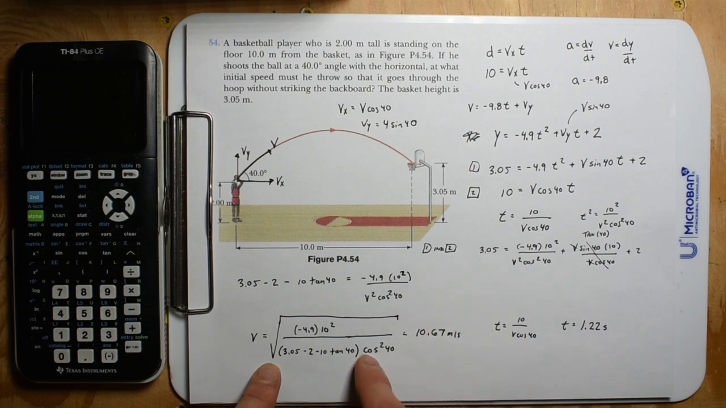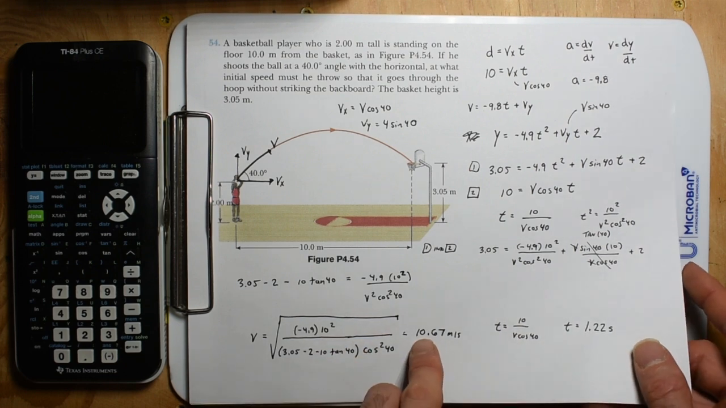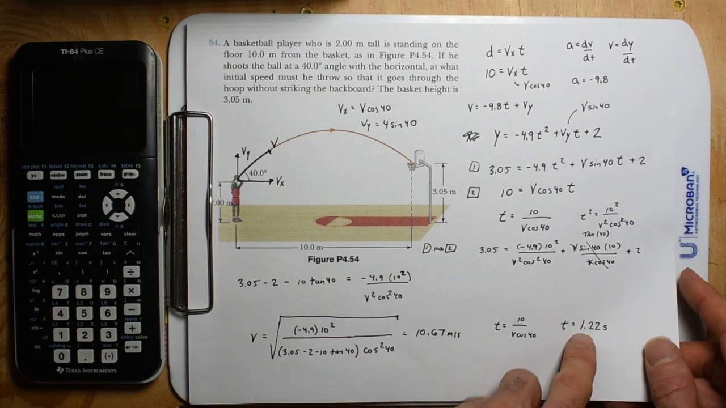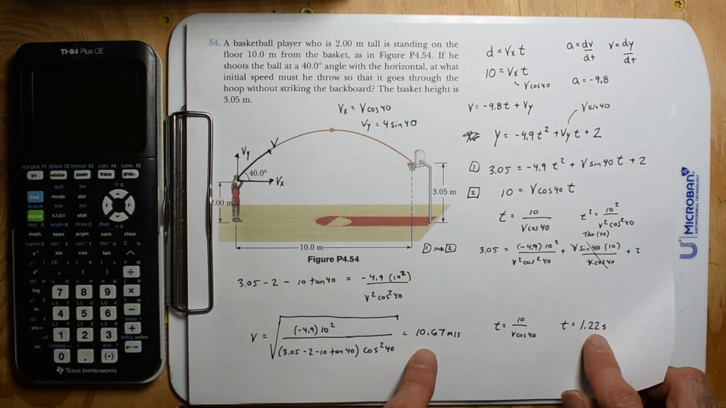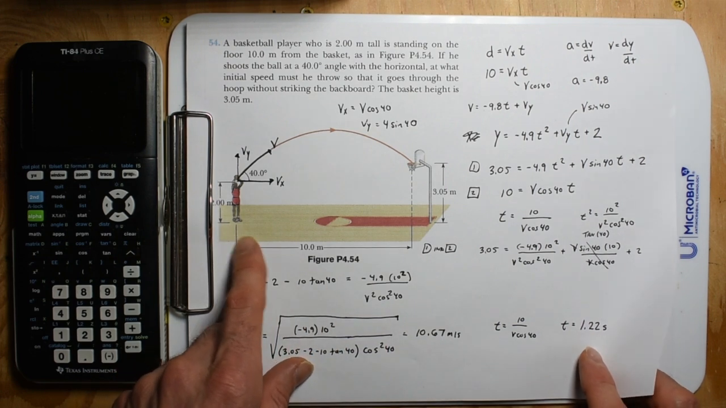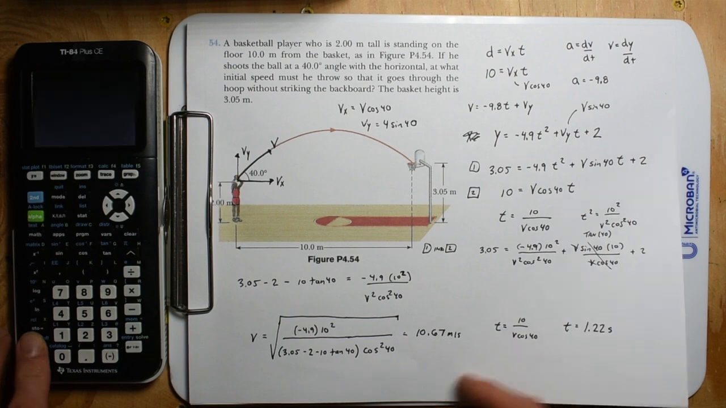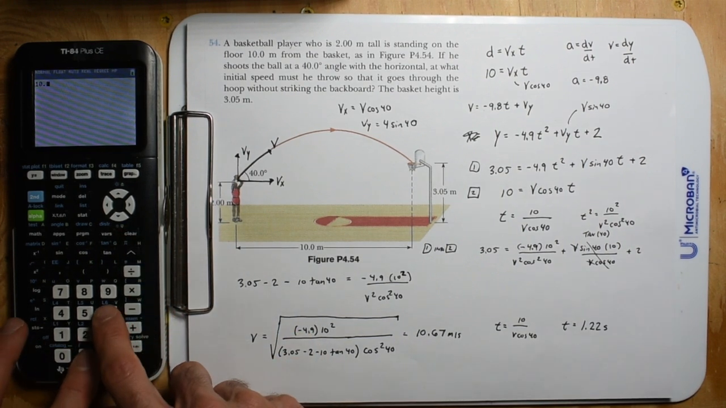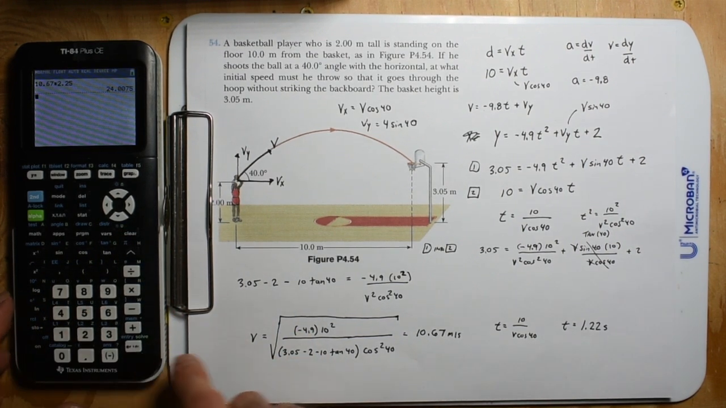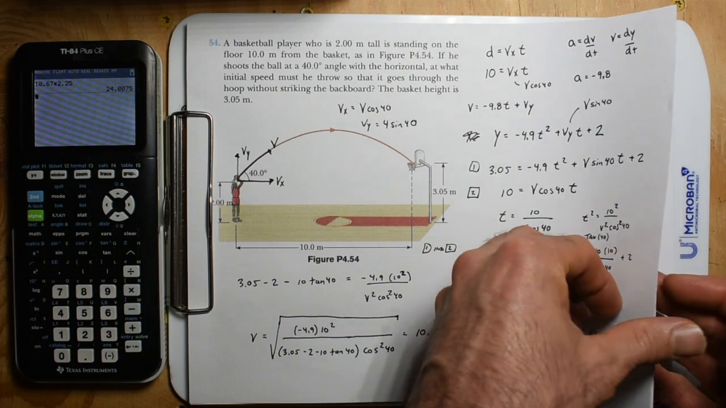And now for our problem, it's just numbers, but hell yeah. We get a velocity of 10.67 and a time of 1.22. Keep that in mind, because we have 10 meters out, it takes 1.22 seconds. We need a velocity of 10.67. That's meters per second. 10.67 times 2.25 gets us pretty close to 24 miles an hour for basketball.